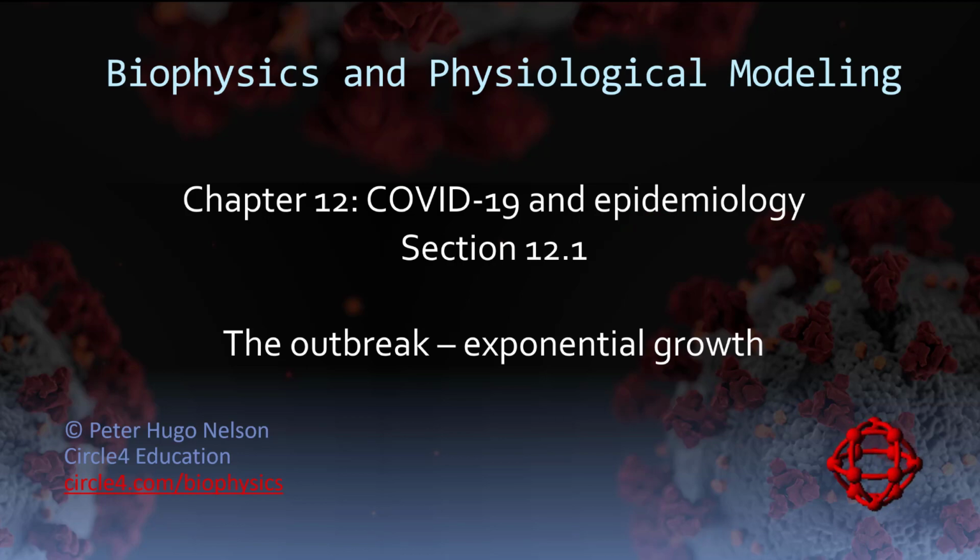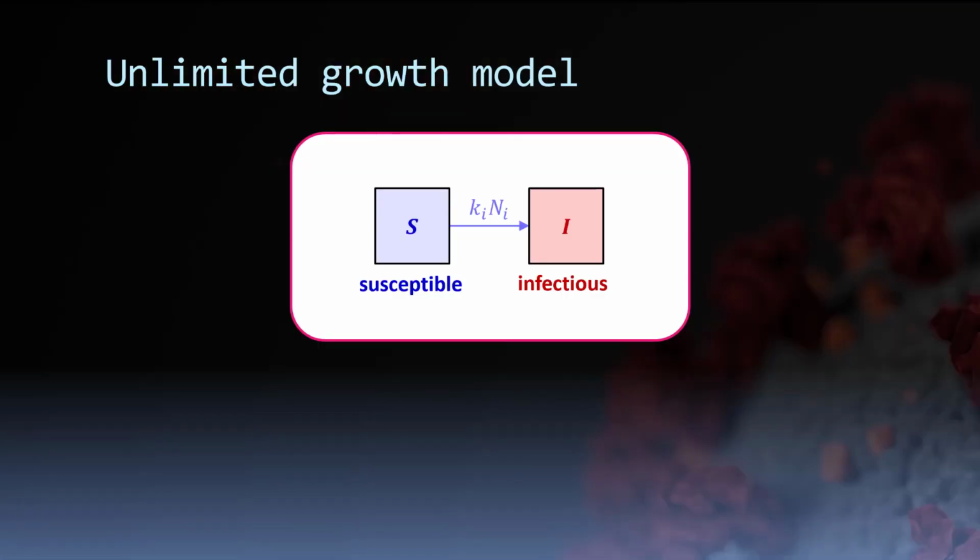Alright, so the kind of model that we're going to do is just about the simplest possible model it can be. Here it is: we've got two possible states for the population, right? You can either be a susceptible person or an infectious person. Those are the only two choices. And so if you're susceptible, the only thing that can happen to you is that you become infectious.